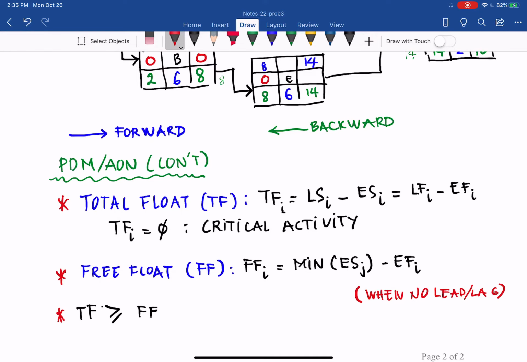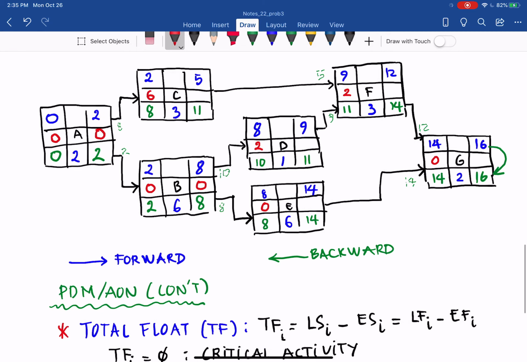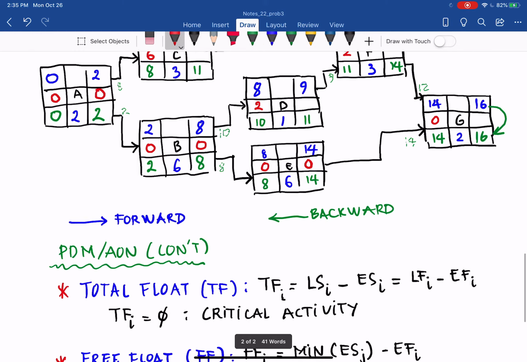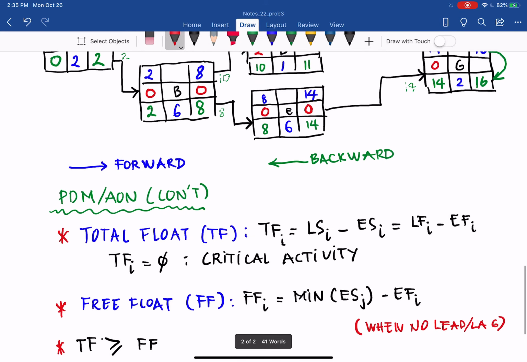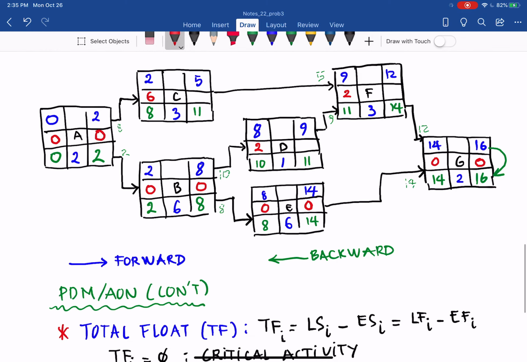It's 0 or more. So whatever total float is 0, free float will be 0. So you do the same process, but you can close your eyes, fill out the free float for E equals 0, because free float cannot be greater than total float. So when total float is 0, free float equals 0. G, close your eyes, put free float of G equals 0. So we only need to determine the C, D, and F, basically.